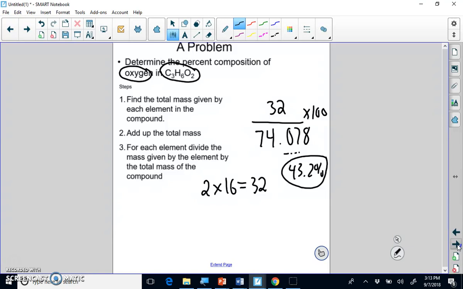So basically, to summarize, you find the total mass of the compound, which is here, and then you find the mass due to oxygen in the compound. Here, there are 2 oxygens, each one weighs 16, so that's 32. We do 32 divided by the total, multiply by 100 to get it into a percentage, and there's our answer.